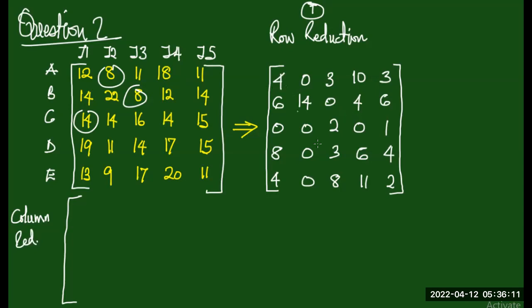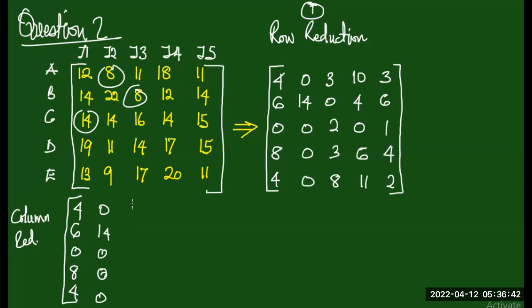So pick this one, 4, 6. There's 0 here. So 4 minus 0, 4. 6 minus 0, 0 minus 0, 8 minus 0, and 4 minus 0. This one, there's 0. So 0 minus 0, 0. 14 minus 0, 14. 0 minus 0, 0 minus 0, 0 minus 0. Here we have 3. There's 0 here. So 3 minus 0.